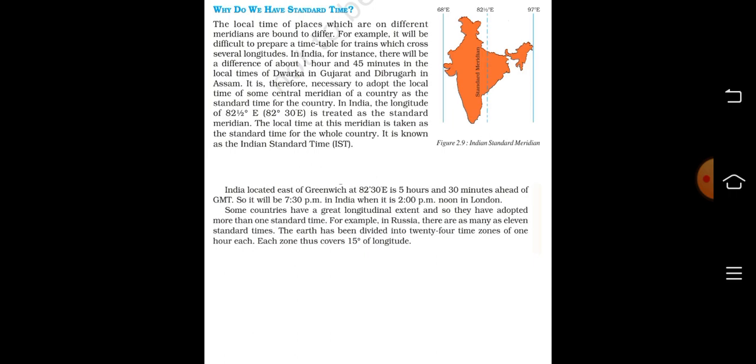India, located east of Greenwich at 82 degree 30 minutes east, is 5 hours and 30 minutes ahead of Greenwich meridian time. So it will be 7:30 p.m. in India when it is 2 p.m. noon in London. Some countries have a great longitudinal extent and so they have adopted more than one standard time. For example, in Russia, there are as many as 11 standard times. The earth has been divided into 24 time zones of 1 hour each. Each zone thus covers 15 degree of longitude.